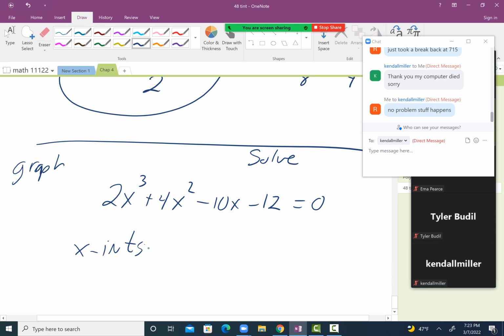Quick question for notes. So are you saying that the 3x plus 5 equals 12 at the very beginning of the notes is a first degree polynomial, and then quadratic is a second degree polynomial? Yep. And this one's a third. Perfect.